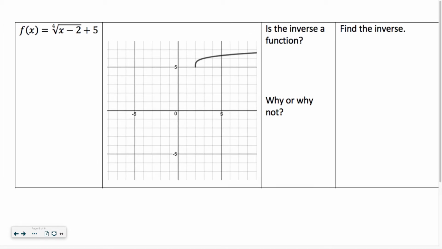f of x equals the 4th root of x minus 2, plus 5. Okay, is the inverse going to be a function? Does it pass the horizontal line test? Yeah, it does. It's only going across one point at a time. So yes, the inverse is going to be a function because it passes the horizontal line test.